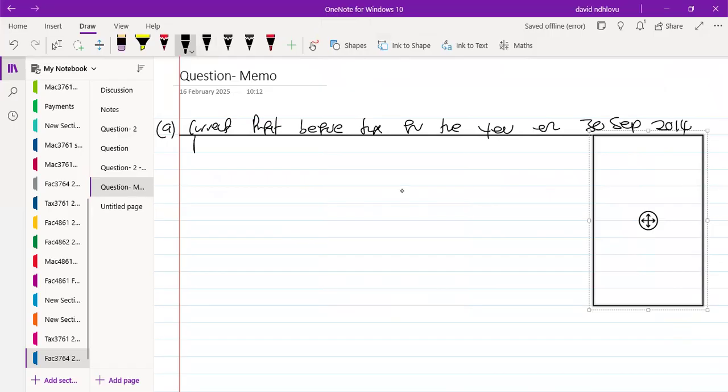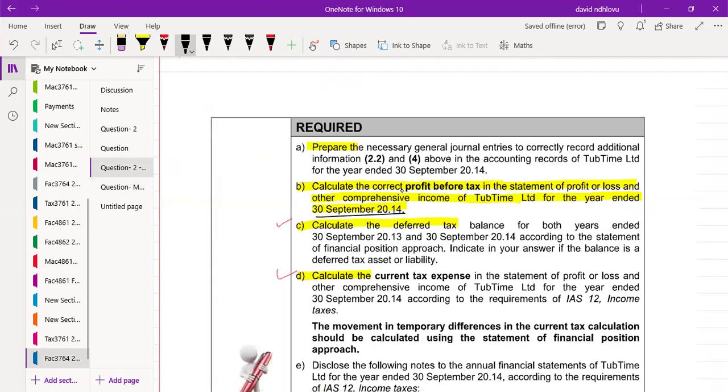Right, so we then have profit before tax. We'll be given that particular amount. Let's go to the question and see what it says.